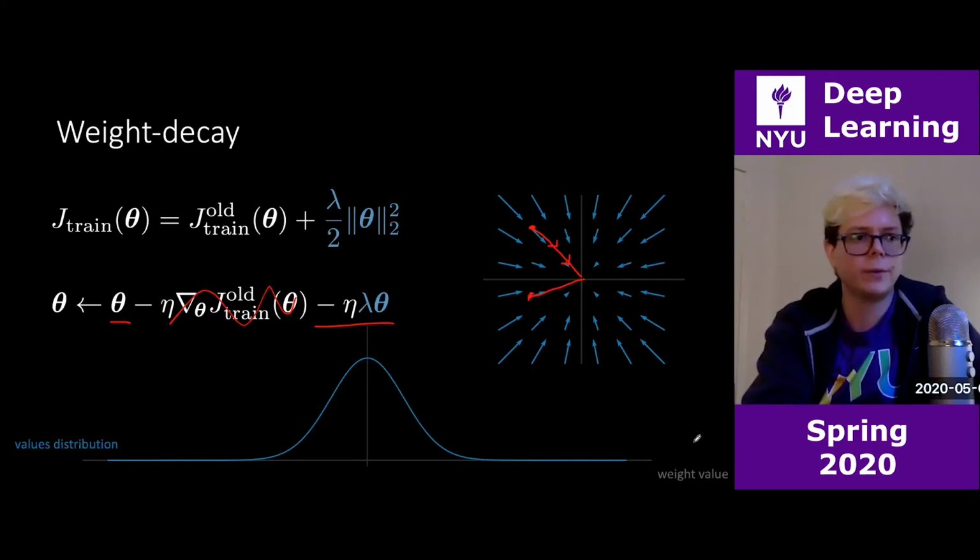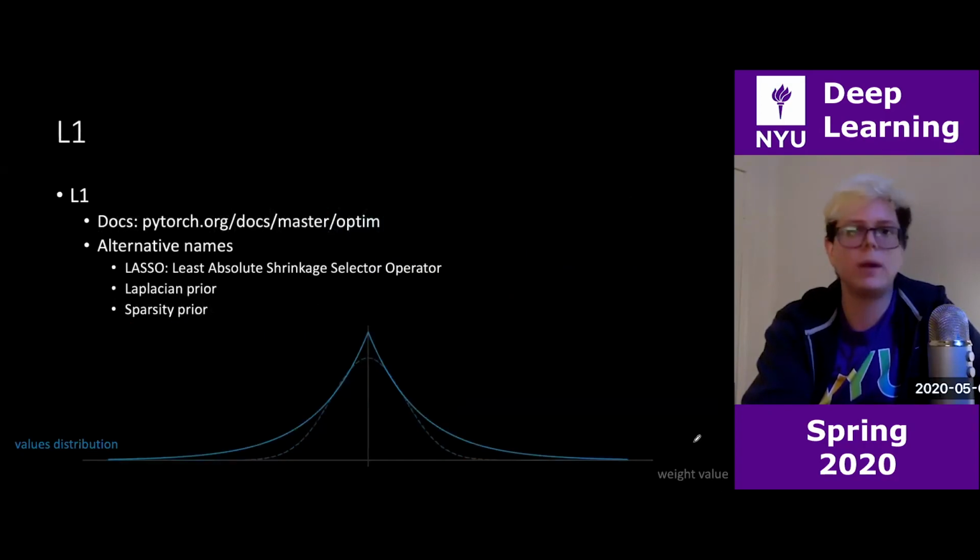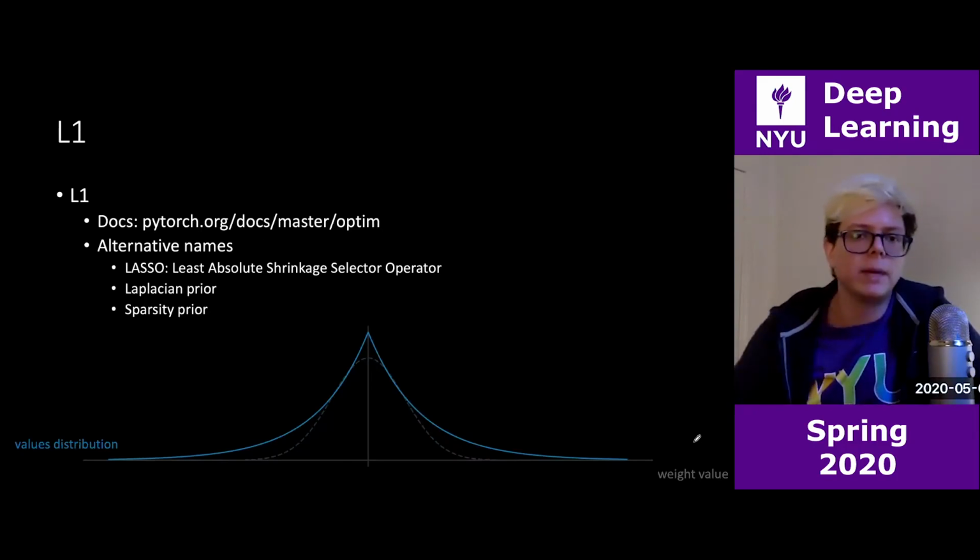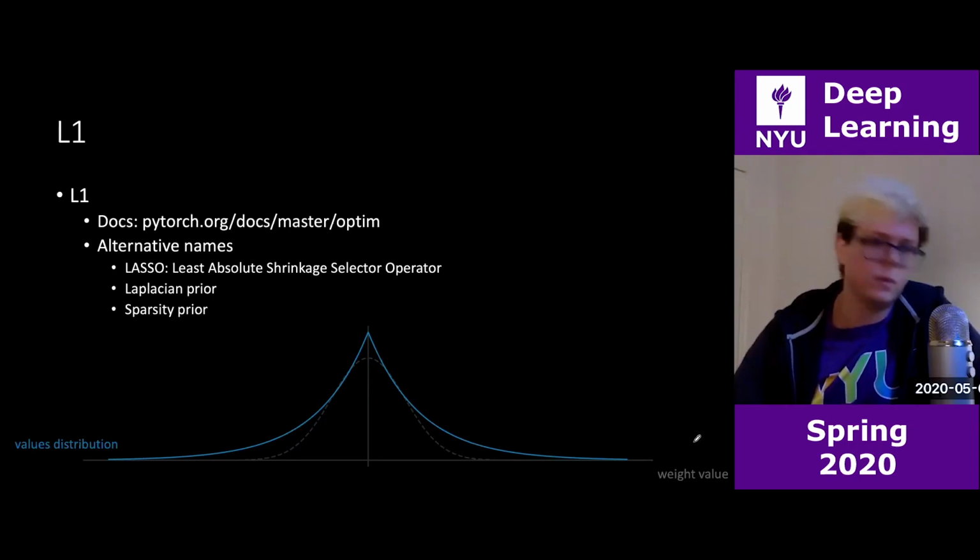Okay, so L1. What is this L1? L1 can also be used as a flag in the optimizer in Torch. It's also called lasso, which is least absolute shrinkage and selection operator. Wow. Yeah, statisticians, whatever.